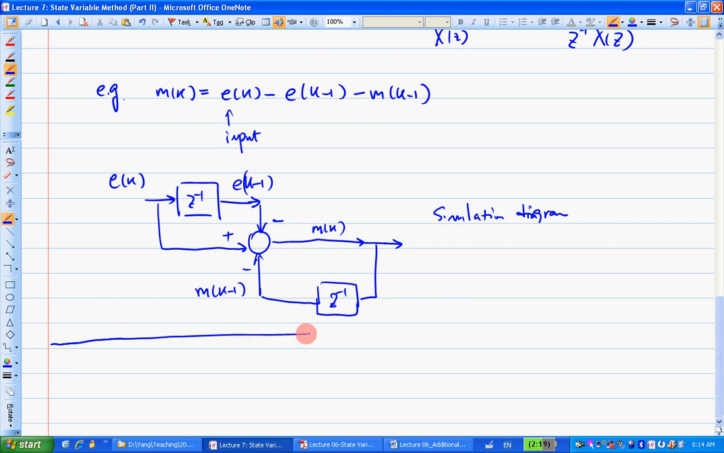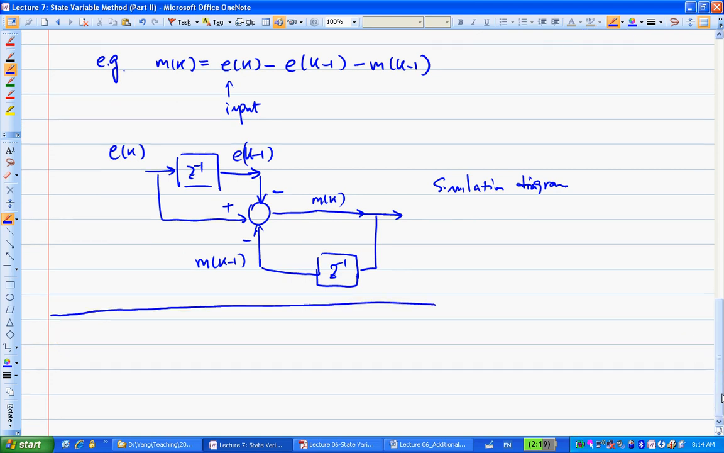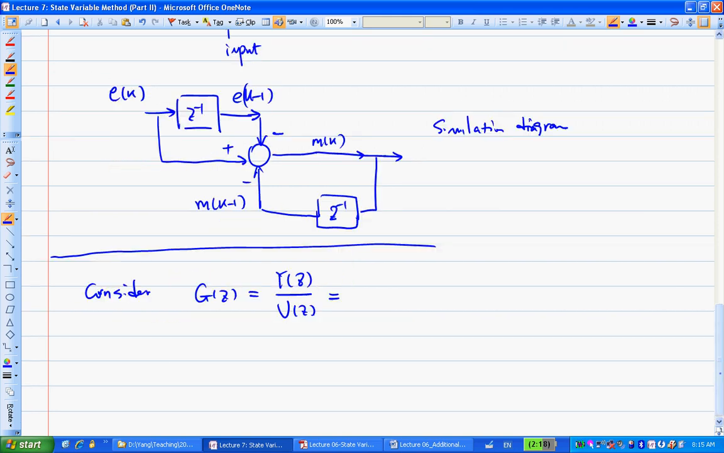Now let's look at the simulation diagram for a more general case. I'm going to give you a more general expression as I write it down, but I'll go over examples using some simple ones. So now let's consider a pulse transfer function, G of z equals y of z over u of z, equal to this pulse transfer function.